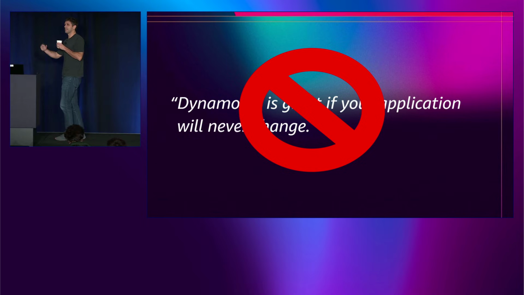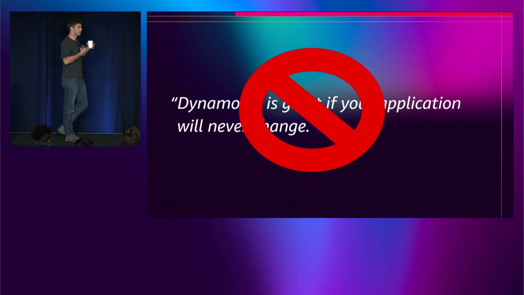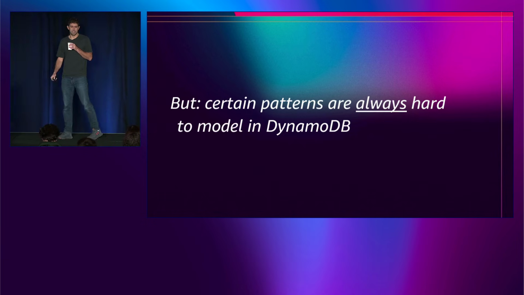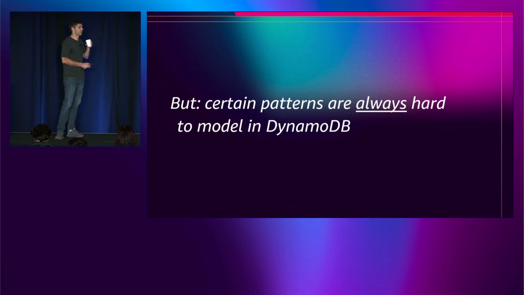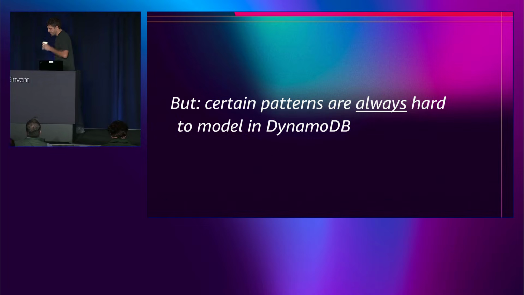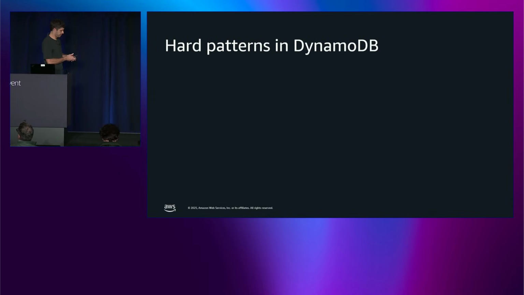I've worked on a lot of different Dynamo applications. They've all sort of evolved over time in different ways. So I don't think that's true. What I think is true is that certain patterns are always going to be hard to model in Dynamo. And sometimes those come up later, and then you feel frustrated thinking, this is too hard to do. So let's talk about some patterns that are just always hard in Dynamo before we actually move into schema evolution.